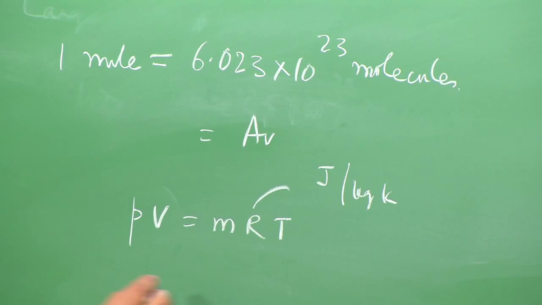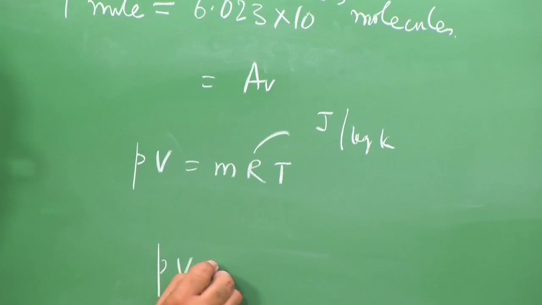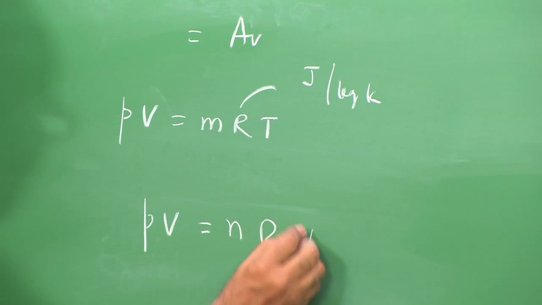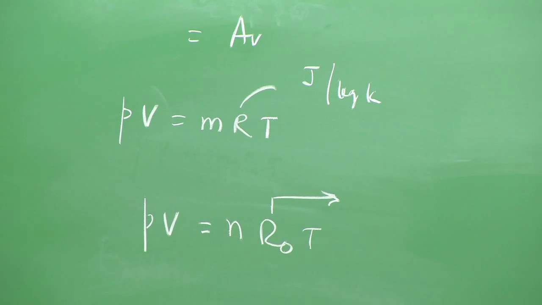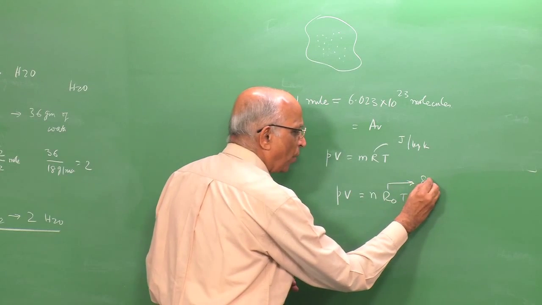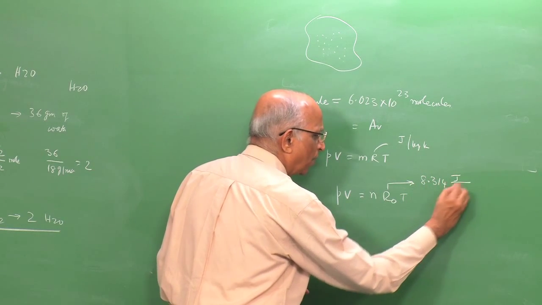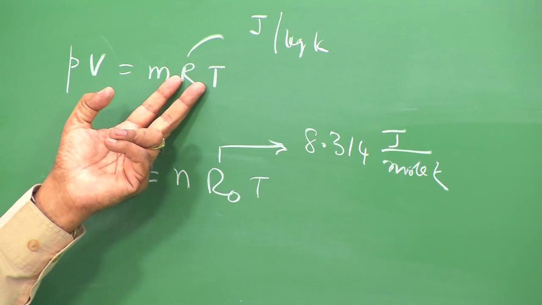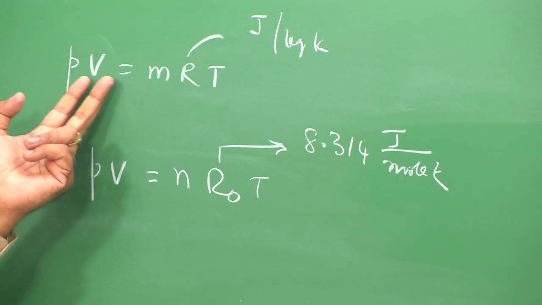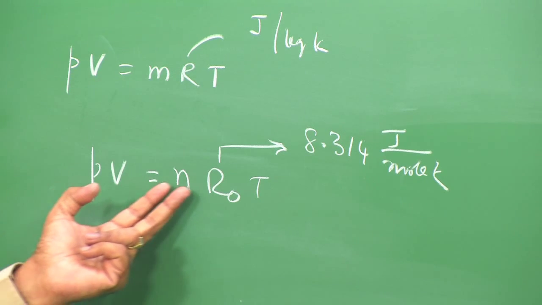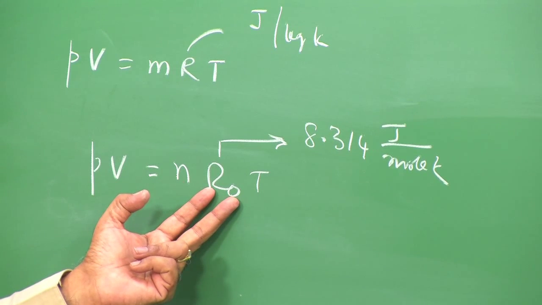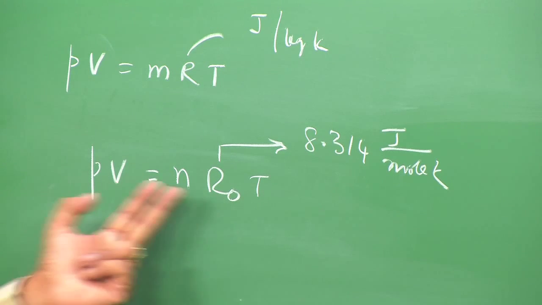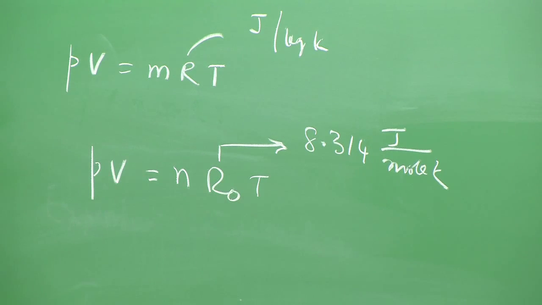Supposing I were to write in terms of moles, I can write this equation as PV is equal to the number of moles times the universal gas constant R naught times T, where R naught is the same for all gases and is equal to 8.314 joule per mole Kelvin. Therefore, I do not need to go back and find the specific gas constant for each gas and then relate the mass and the volume. Rather, if I write in terms of moles, I can use the universal gas constant to relate volume and temperature with respect to the moles.